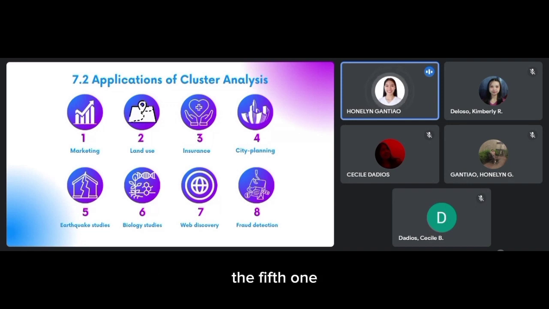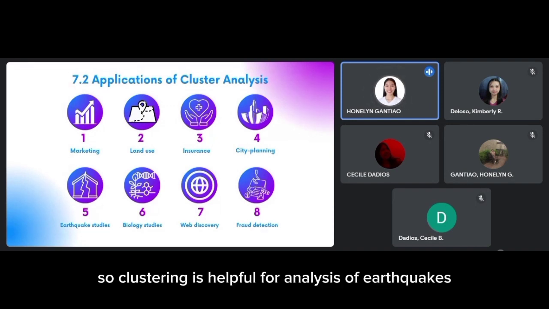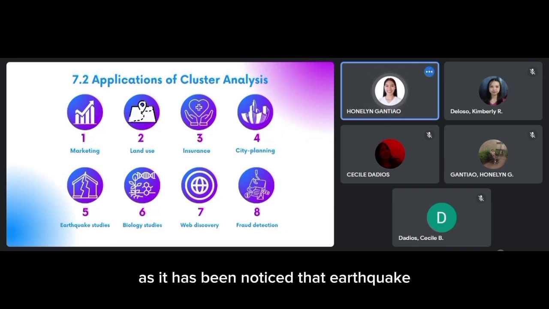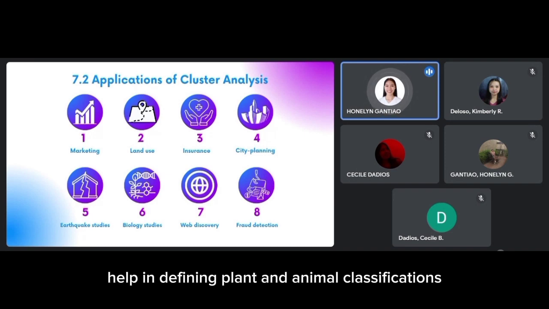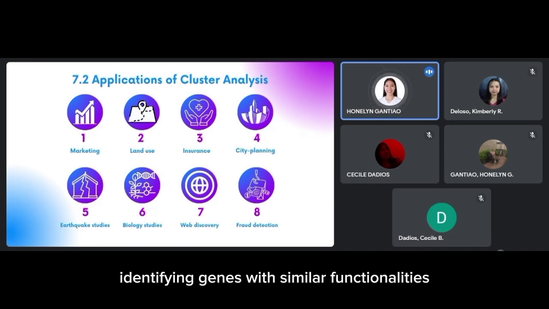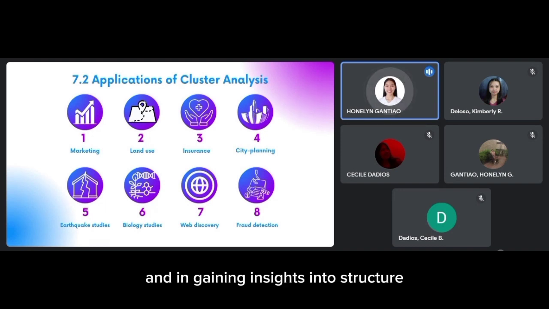The fifth one, earthquake studies. Clustering is helpful for analysis of earthquakes as it has been noticed that earthquake epicenters are clustered along continent faults. Sixth, biology studies. Clustering helps in defining plant and animal classifications, identifying genes with similar functionalities, and in gaining insight into structures inherent to populations.